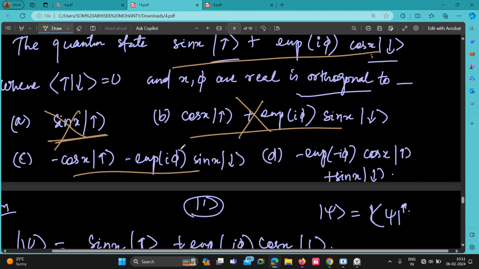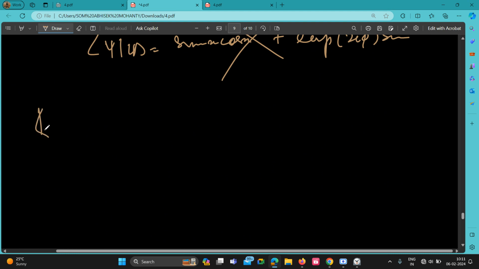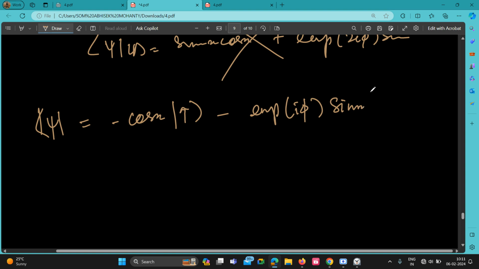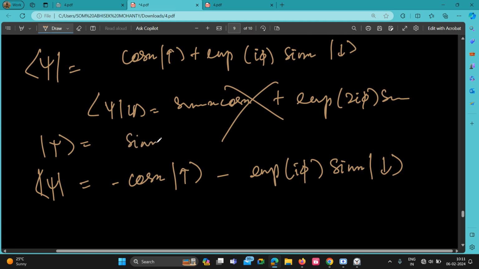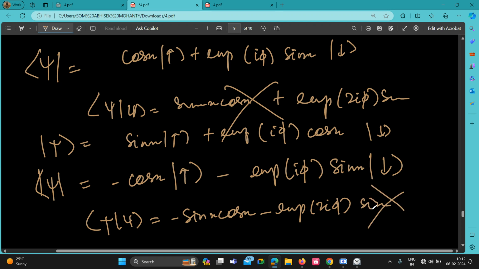Option C. Let's check this one. Minus cos x up minus exponential i phi sin x down. What is our ket vector? Sin x up plus exponential i phi cos x down. So if I take the inner product, this is minus sin x into cos x, this is 1, this is minus exponential again 2i phi sin x into cos x. No, this is also not 0.